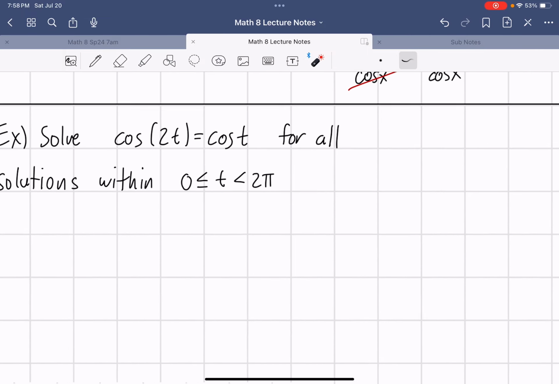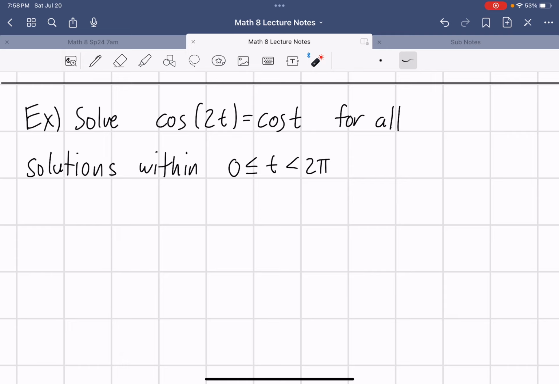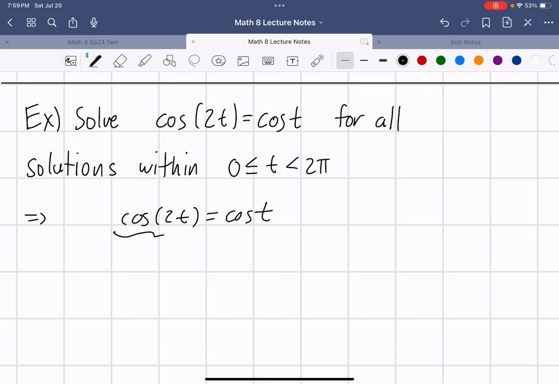Now to do one more, to not make this example very long, we can take this equation, cosine 2t is equal to cosine of t. Here, in the other example, I condensed it to my double angle. This one I'm going to expand my double angle to become 2 cosine squared t minus 1 is equal to cosine of t.